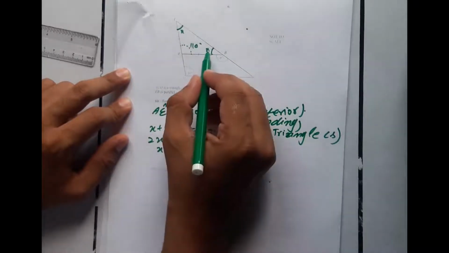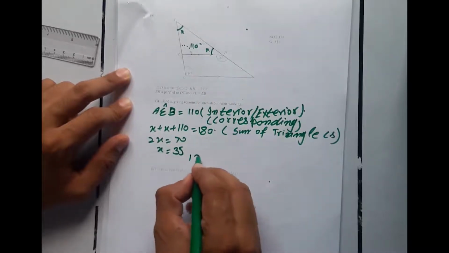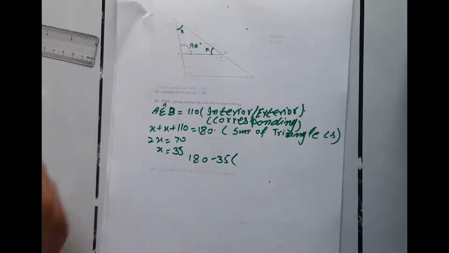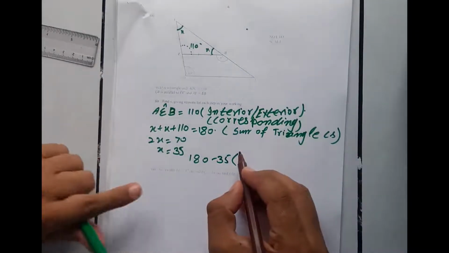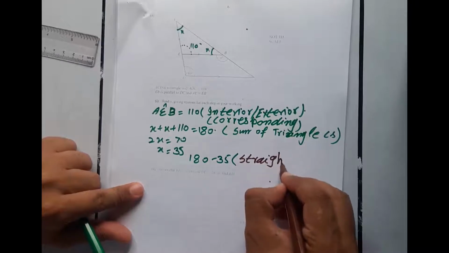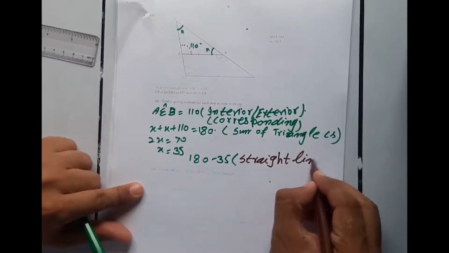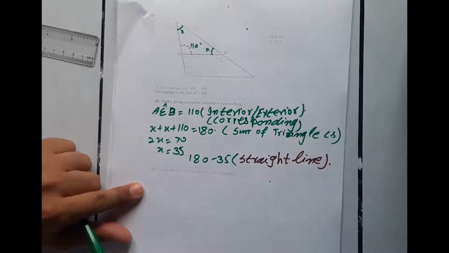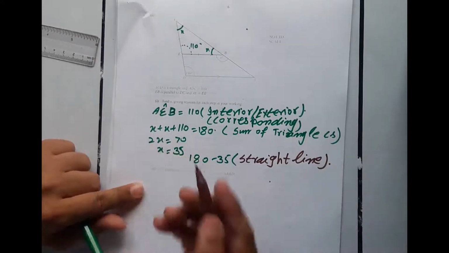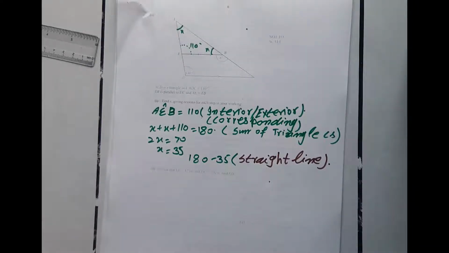Now this is 35. Then 180 minus 35. The reason is straight line. Sum of triangle is equal to 180. For this you can also write isosceles triangle.